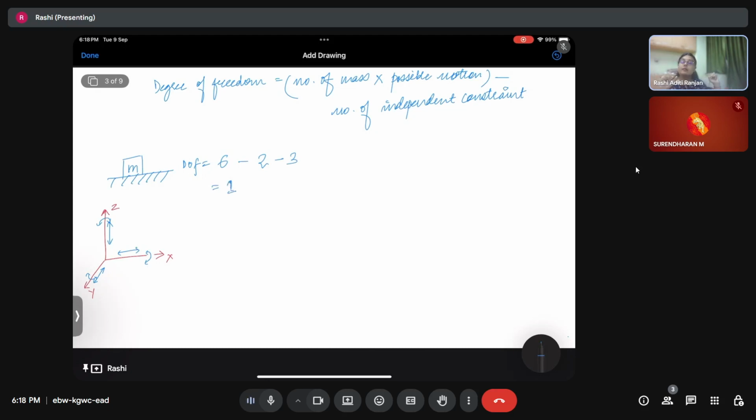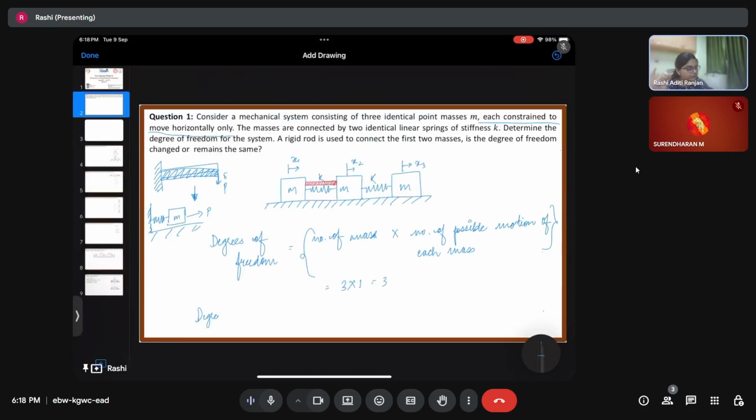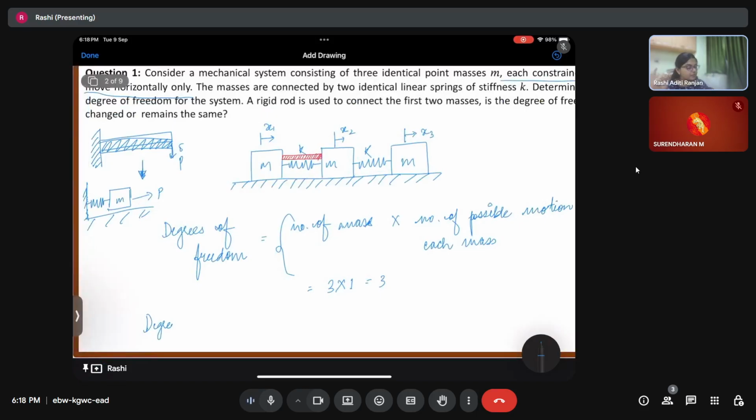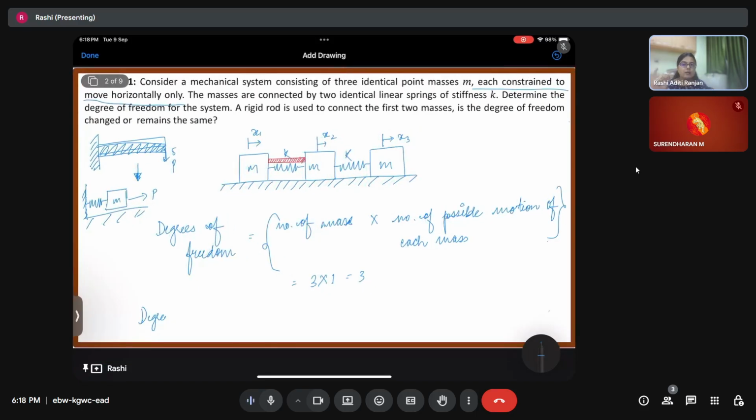Right? But this time we can actually think about the constraint. See, previously when we were using this equation, what were we doing? We were just multiplying the number of masses with the possible motion. But here, when we were applying a rigid rod between the first two masses, we were considering it as a single mass. However, there were two masses. If we consider the two masses, it is going to give us a degree of freedom of 3, which is not true for this case, because we have restricted any kind of relative motion between the first two masses.